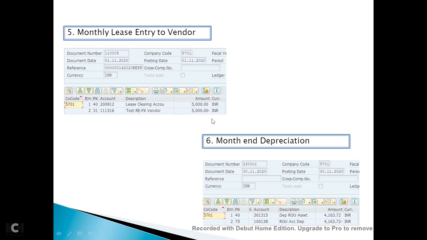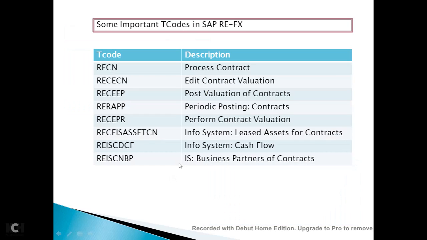One important point to understand here is you also have to configure a separate asset class for this lease accounting, and you have to do a separate depreciation key configuration. So I'll just quickly show you that part as well. These are some of the important transaction codes in SAP RE-FX relating to lease accounting.